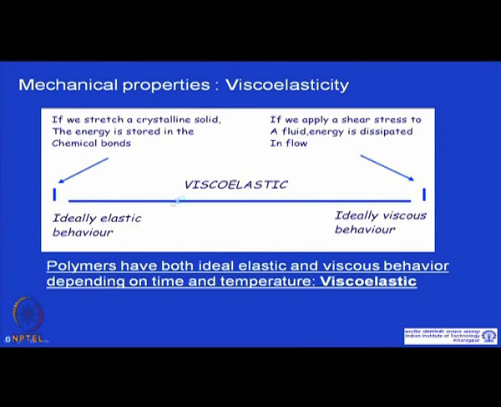Now, polymers are somewhere in between. Depending upon the temperature and time of straining, they vary from elastic to completely viscous behavior, and most often they are viscoelastic. So, they have properties of both an ideal solid and a viscous liquid, depending on the time and the temperature. So, we call polymers viscoelastic.